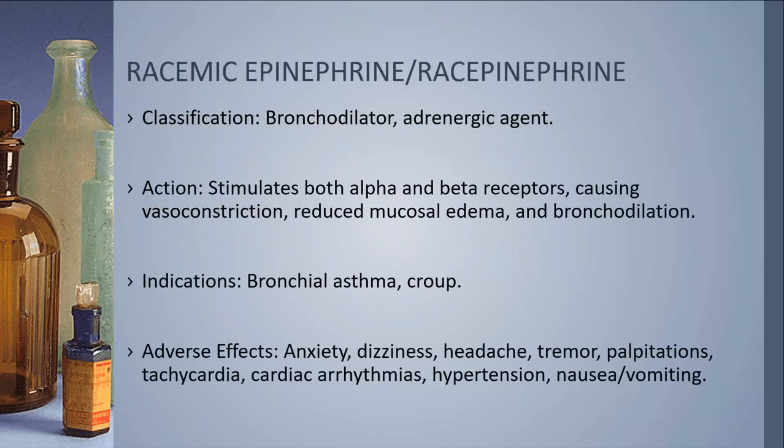Now, we talked a little bit about racemic epinephrine. It's a bronchodilator. It's also an adrenergic agent. Remember, adrenergic agents lead to an increase in the sympathetic nervous system. Now, the epinephrine is a really good drug in that it will cause a reduction in the swelling of the mucosa of the bronchioles, as well as leading to bronchodilation. Racemic epinephrine is really good for asthma, but it's also good for your pediatric patients that have croup.